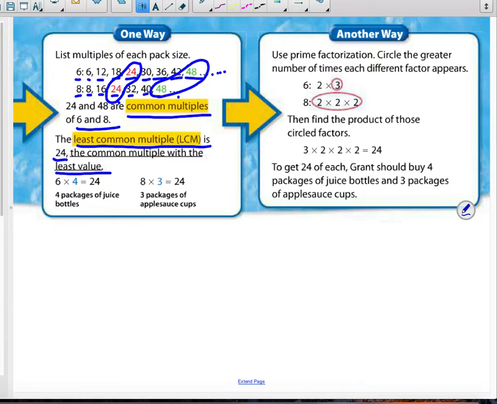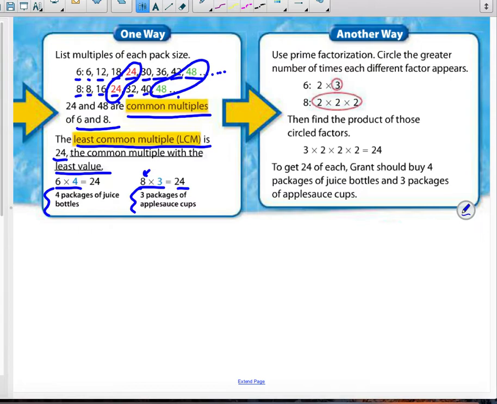If you look down below, you'll see that for 4 packages of juice, you would multiply 6 times 4 to get 24, and you need 3 packages of applesauce. 3 times 8 is 24 because you get 8 cups in the applesauce, and you get 6 in the juice. Anyways, that's how you would find the LCM using the list method. Now, here's something to think about, though.